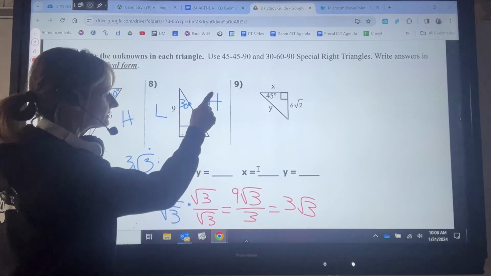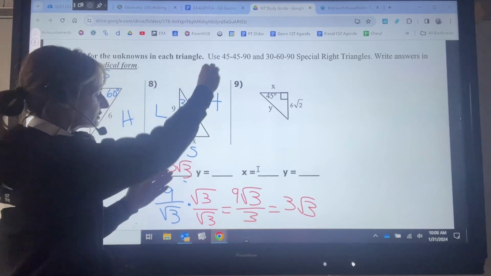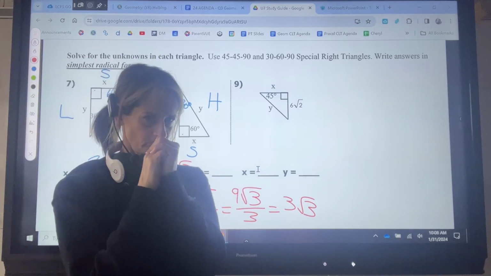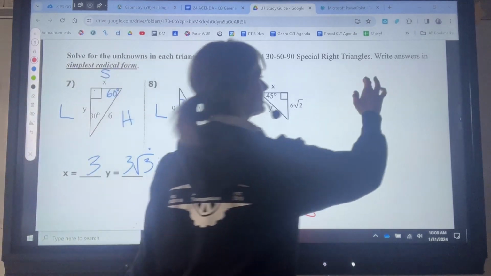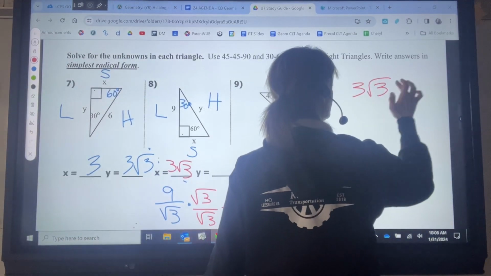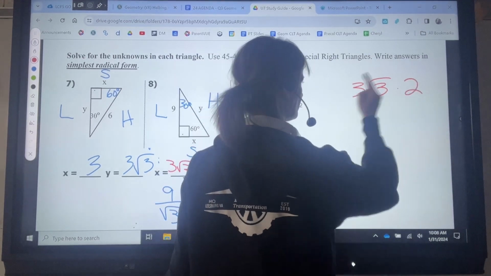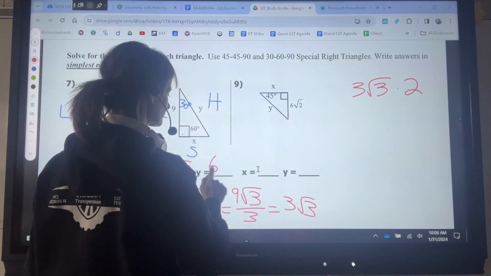And the hypotenuse is the short side times 2. How do I multiply 3 root 3 times 2? Right, we can multiply the 3 and the 2, so we have 6 root 3.